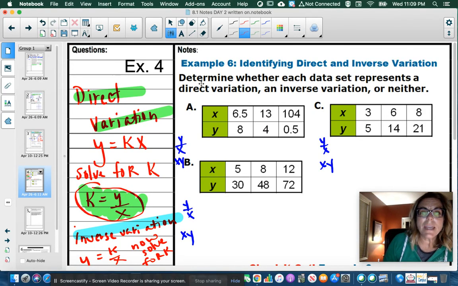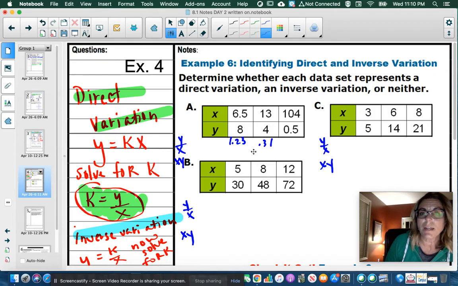So if I take 8 divided by 6.5, I get 1.23. If I take 4 divided by 13, I get 0.31. They're not the same. So it's not direct for sure.